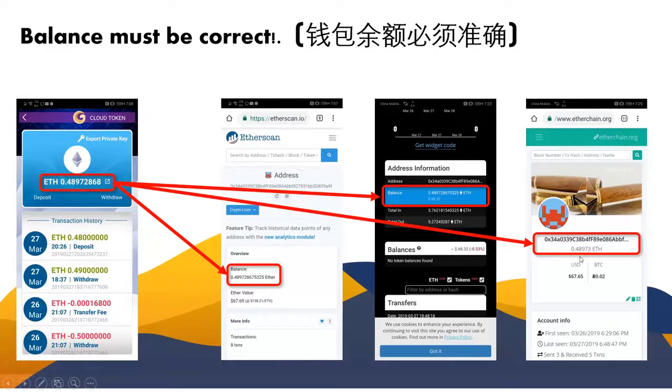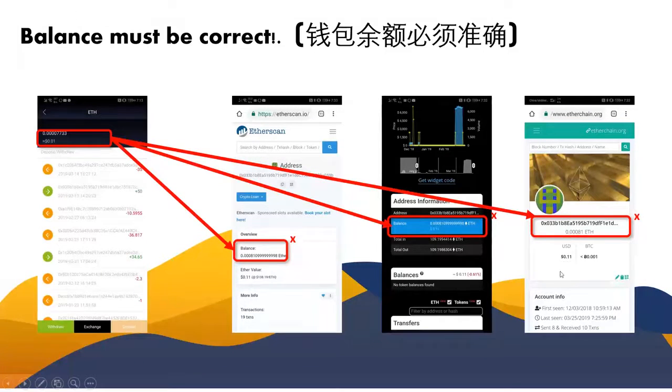It's 48973, because it's 8 here, so they rounded up to 3. Now you look at all this, so we know that this address's balance is actually on chain itself. But for some other centralized wallets, the balance is not the same, because what they show you is not on the chain but from the database.